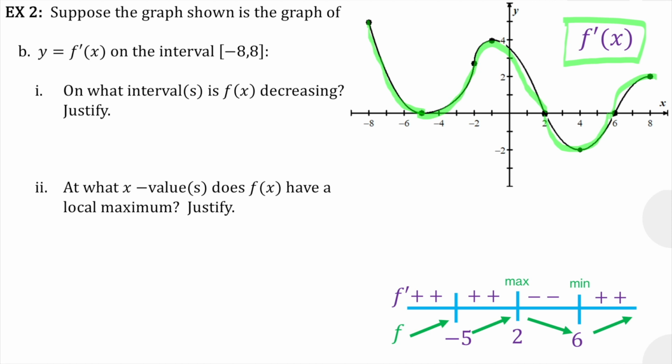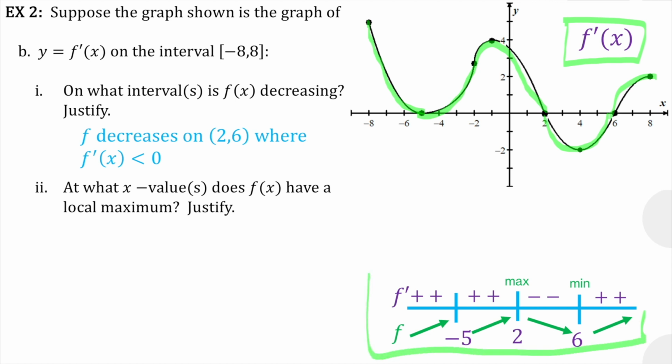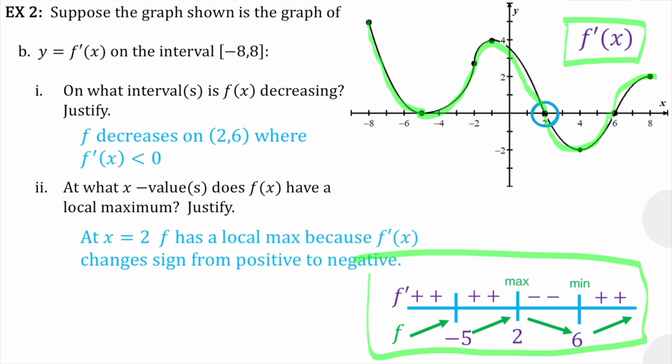On what intervals is f of x decreasing? Well, we can see that it's decreasing on 2 to 6, where f prime is negative. At what x values does f of x have a local maximum? We can also see that from our little picket fence. We have a maximum at 2 because f prime changes sign from positive to negative.